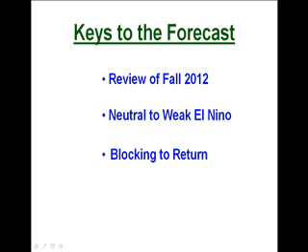Blocking certainly to return. We've already seen it this fall with a negative NAO, and back in September and early October a negative EPO as well, where we had the big block over Alaska. So I think we're going to see some of that again this winter. We're still seeing a negative NAO blocking pattern right now. That was one of the factors in regards to Hurricane Sandy's destruction.